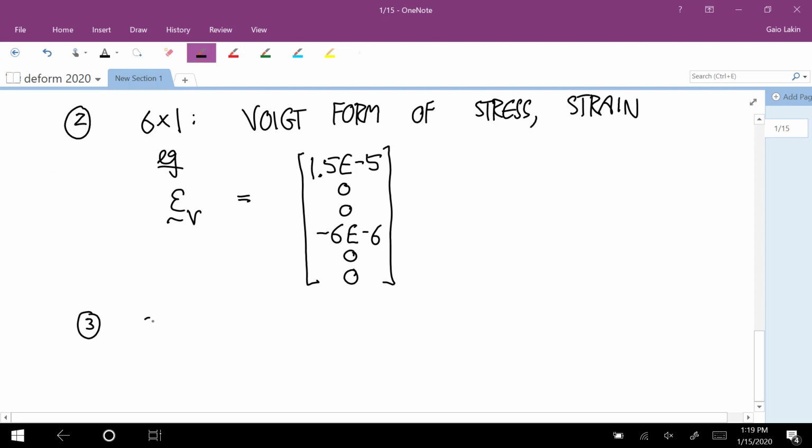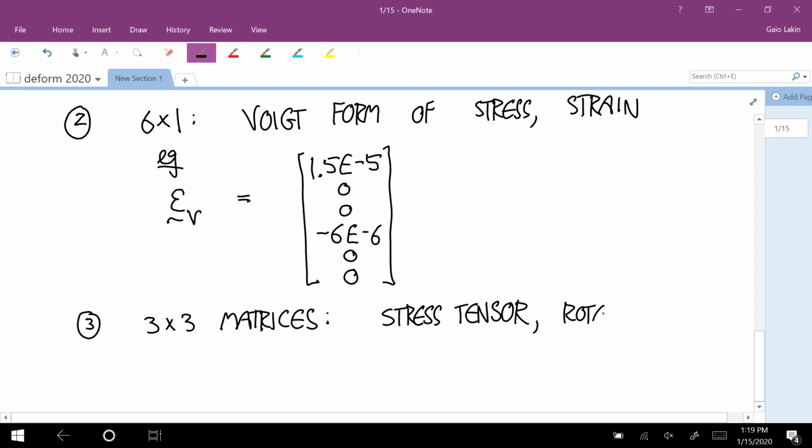The third one, we'll see 3 by 3 matrices. And there'll be 2 times that we'll use this. One is the stress tensor. And the other one is a rotation matrix.